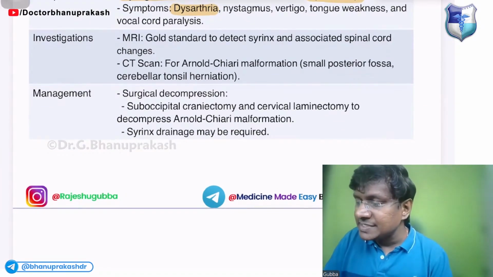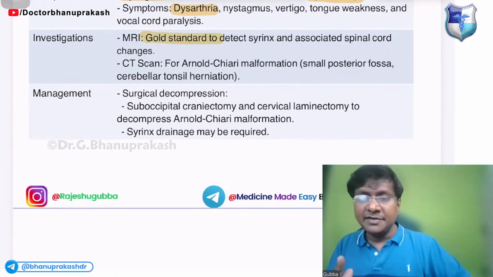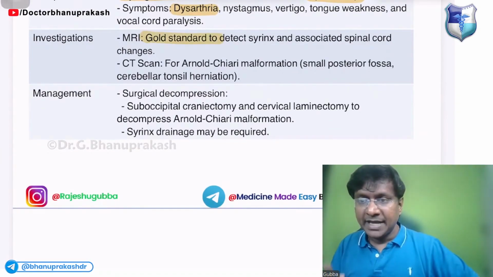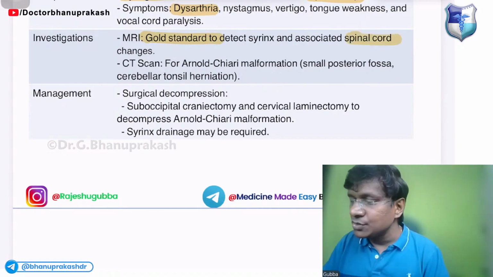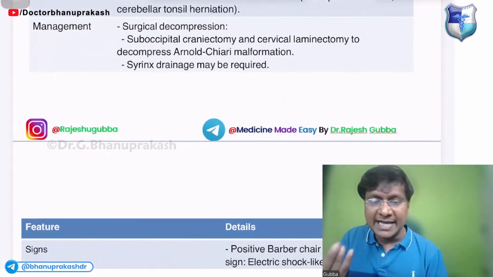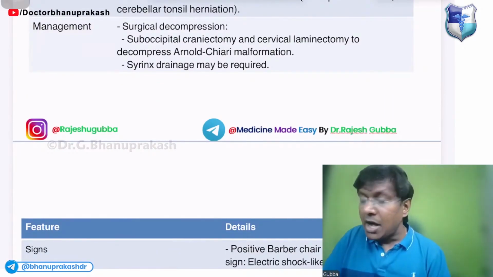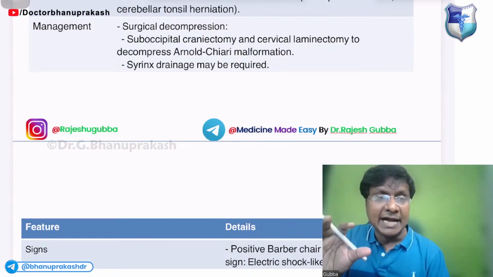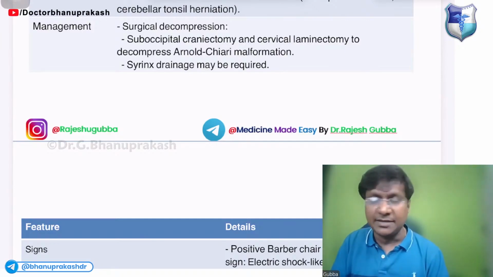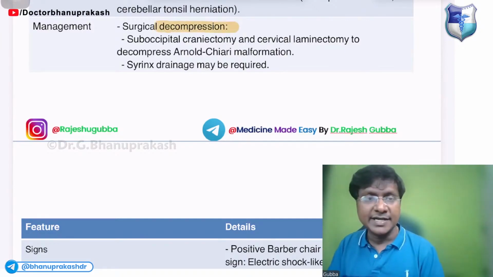And how will you diagnose this syringomyelia? Gold standard investigation will be the MRI. MRI is the one which will detect the presence of the syrinx and if there are any associated spinal cord changes. And how will you treat these patients? Whatever that cavity is there, that particular cavity has to be removed, or you need to ensure that the cavity is not compressing the spinothalamic tract, for which you need to do surgical decompression.